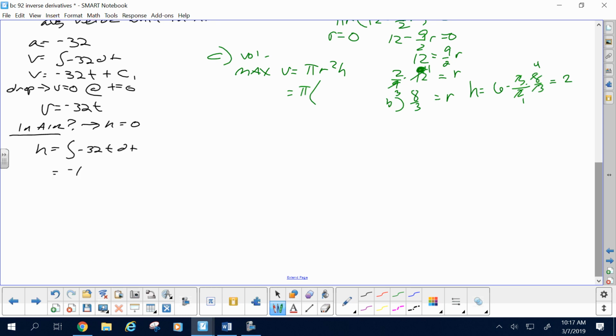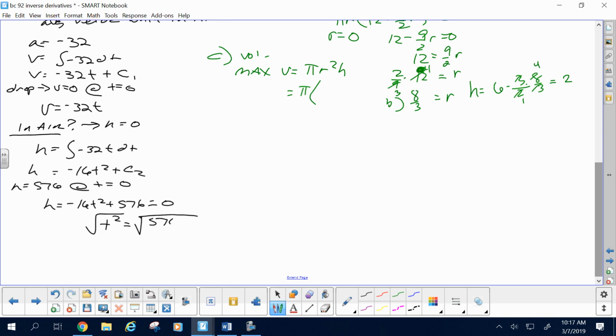It's negative 16t squared plus a constant. The height is 576 at time 0. And the height is negative 16t squared plus 576, right? This equals 0 at t equals the square root of 576 sixteenths, which is the square root of 36, which is 6 seconds.